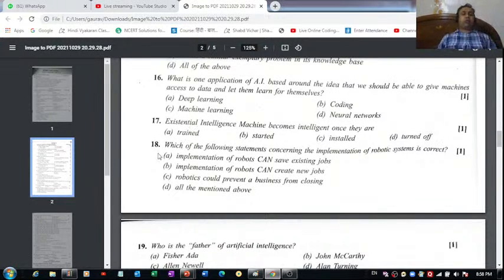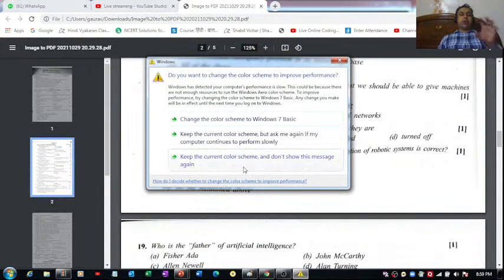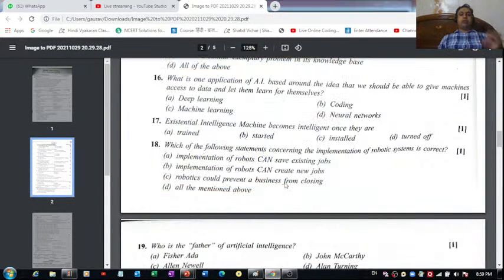Then we have question number 18, which says, which of the following statements concerning the implementation of robotic systems is correct? So we have to think about robotic systems and everything related to robotics, and give the answer to this question. We have to find out the correct option.